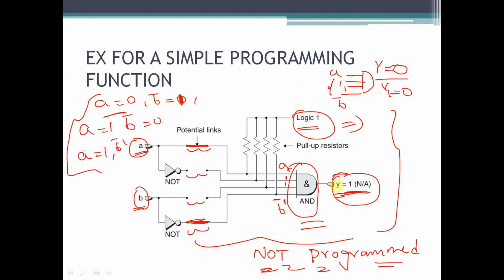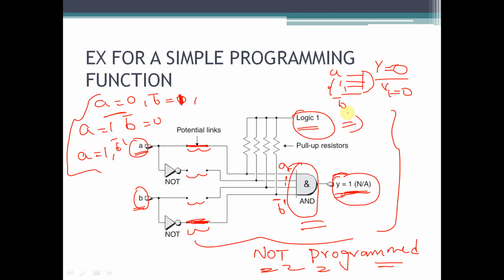Yes sir. So if a programmer doesn't want this behavior, the disadvantage of this circuit is that he cannot break this potential link. After establishing this potential link, he cannot disable it. So this is a disadvantage of this type of programming function.